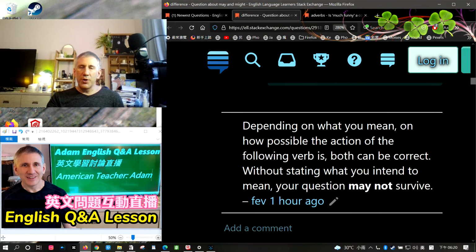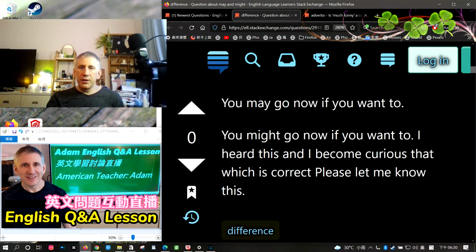Okay, so what this person is pointing out is that may is more certain than might. We usually use may as a polite way to give permission to someone. For example, a teacher might say, you may use the restroom. That's a very polite way to give permission. But we would not use you might use the restroom to give permission.